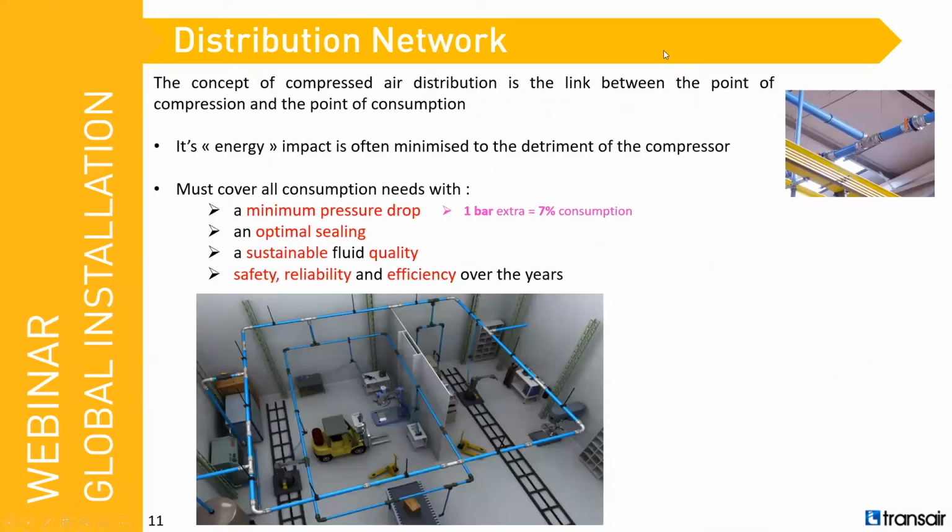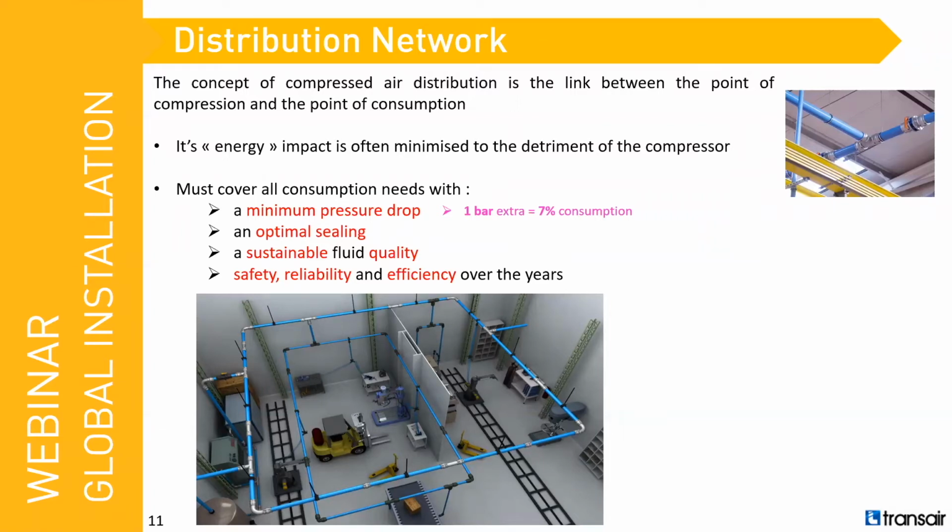Regarding the distribution network, it is there, as I've said before, to make the link between the point of compression and the point of consumption. Its energy impact is often minimized to the detriment of the compressor. The compressor is usually the most expensive part of a compressed air network, but it's not because the network is cheaper than the compressor that you have to undermine its effect.